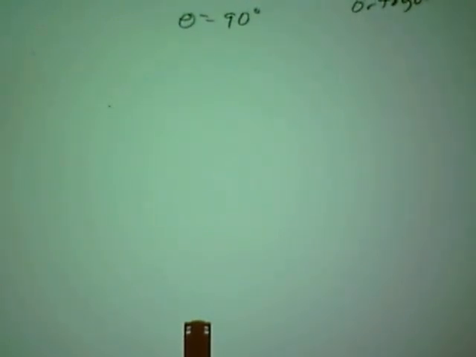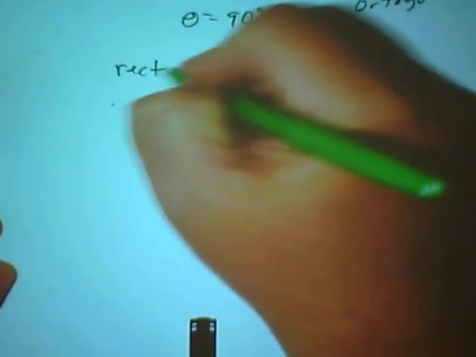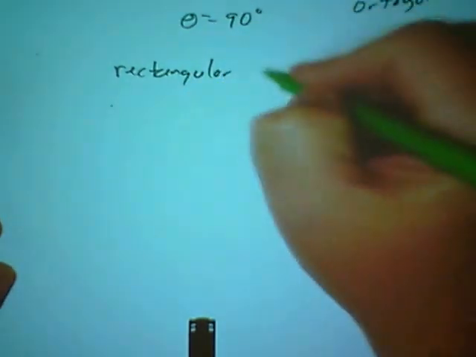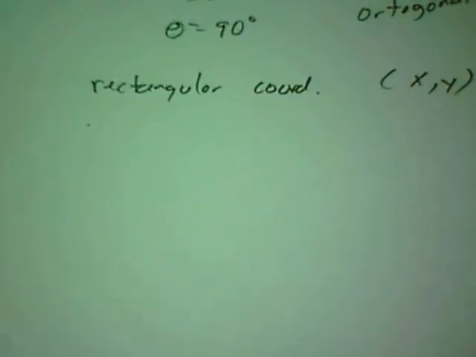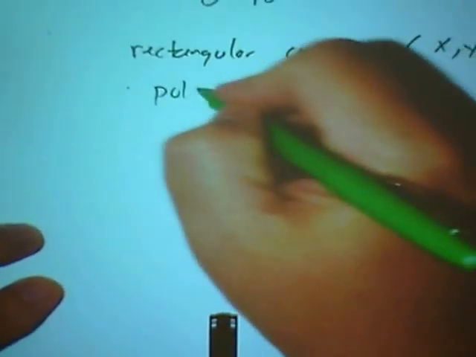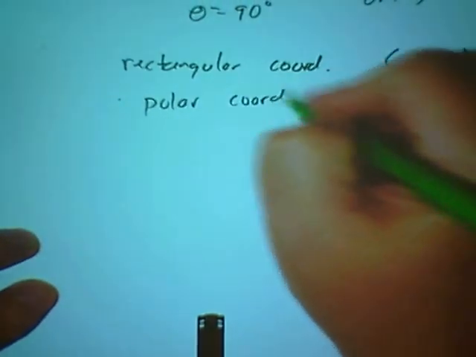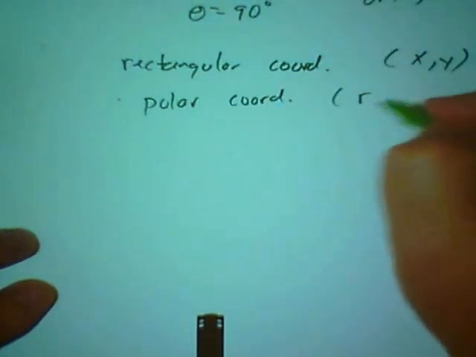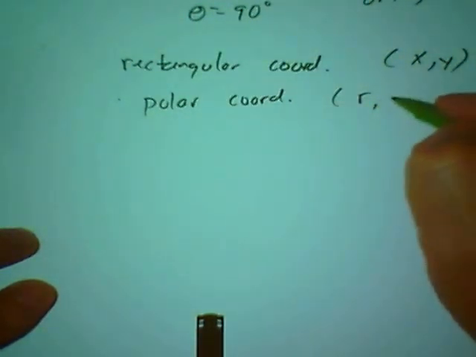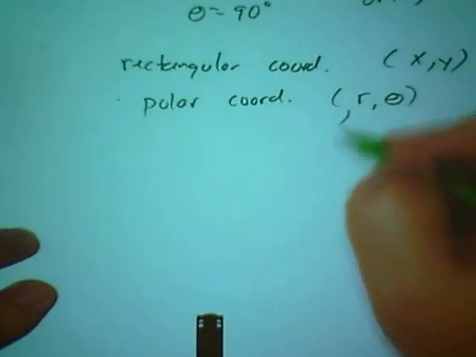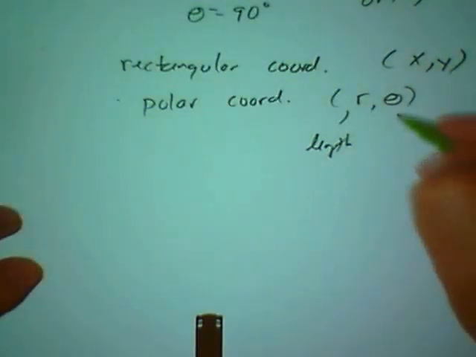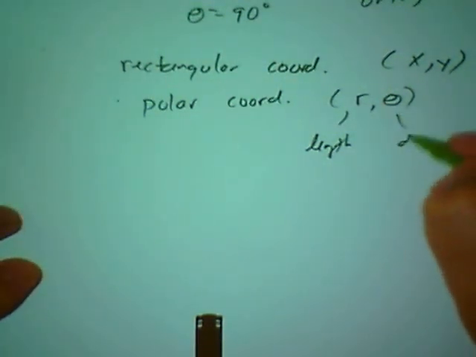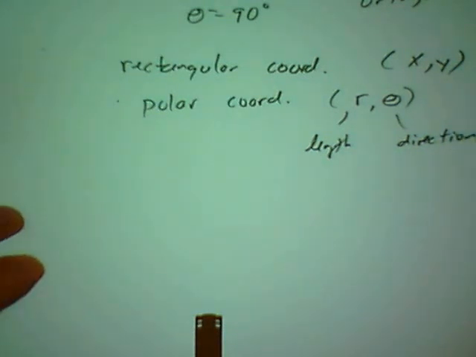It's like another way to express coordinates. We have rectangular coordinates, which is what we're used to using, like our traditional X and Y. But now we have polar coordinates, which are two numbers, but the first number represents R. R is like the length. And theta is like the direction.